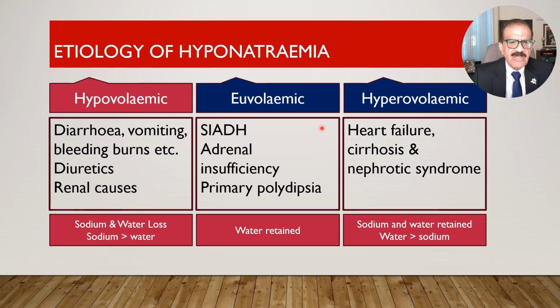Euvolemic, in my opinion, is the most difficult one, and out of these four conditions, most important is syndrome of inappropriate ADH secretion. But in adrenal insufficiency and in primary polydipsia, there may be hyponatremia also. We will discuss this condition in the next lecture.